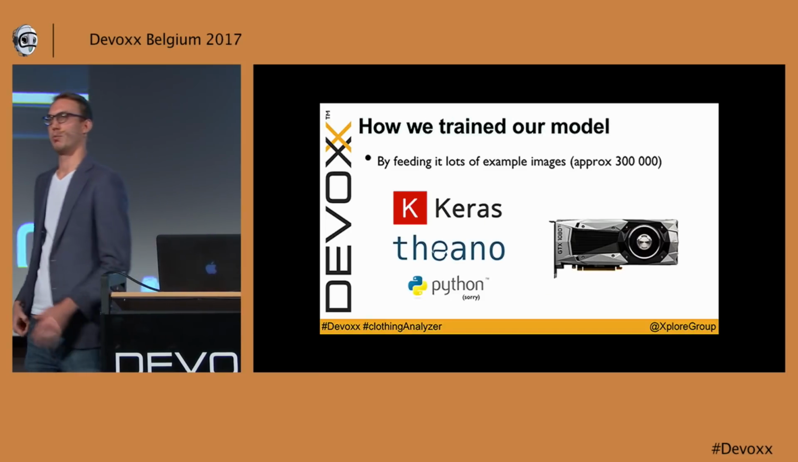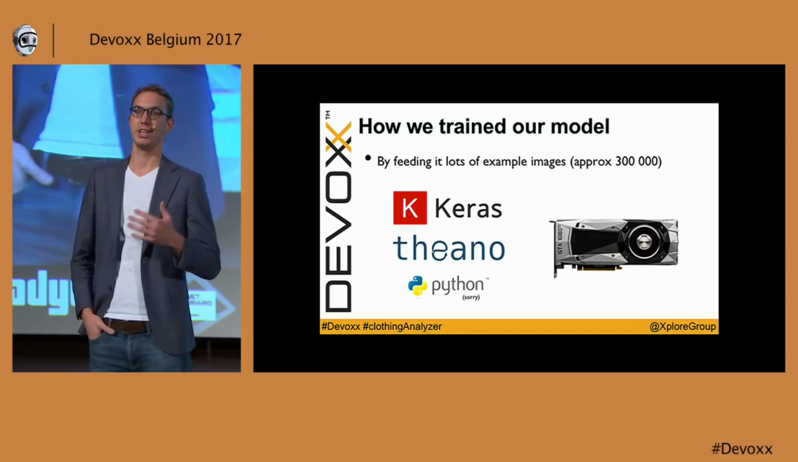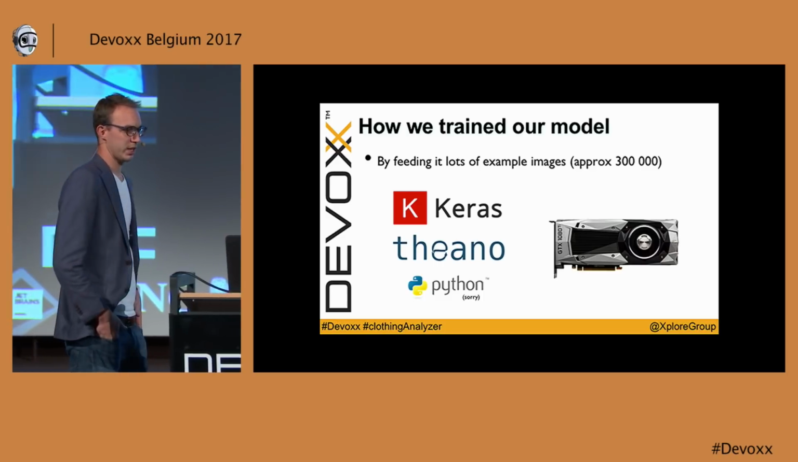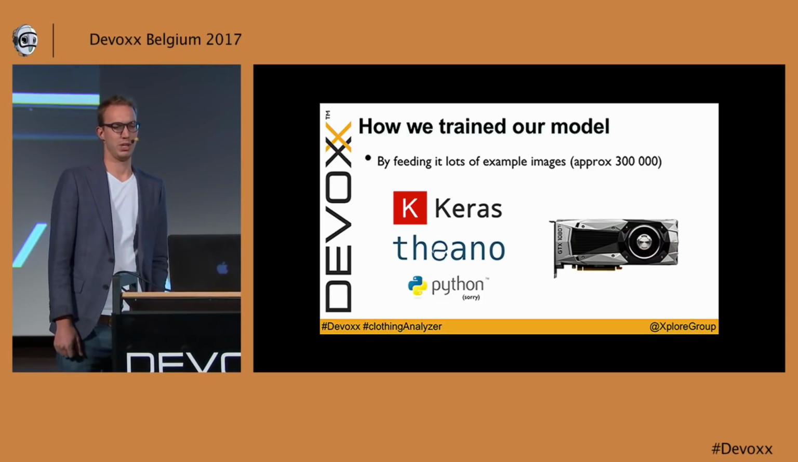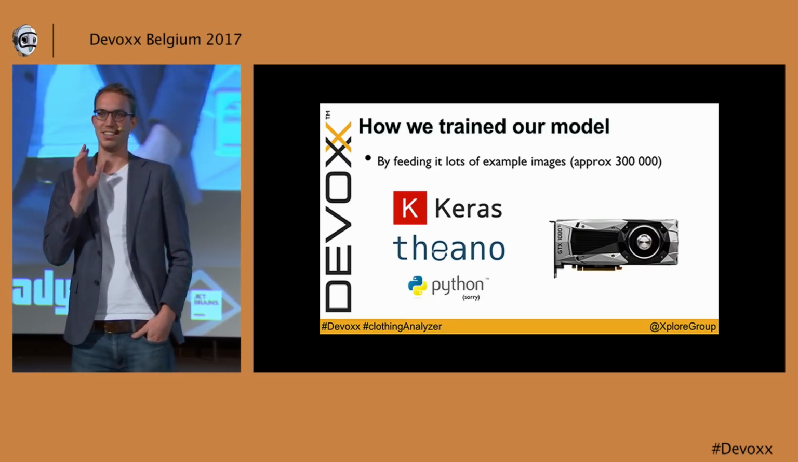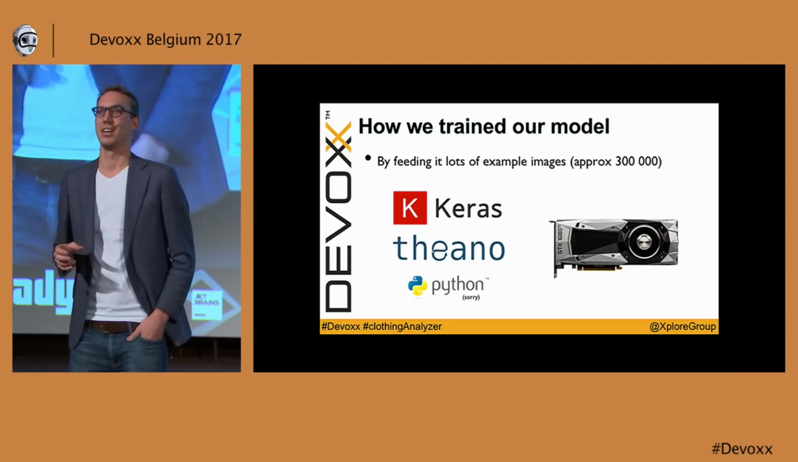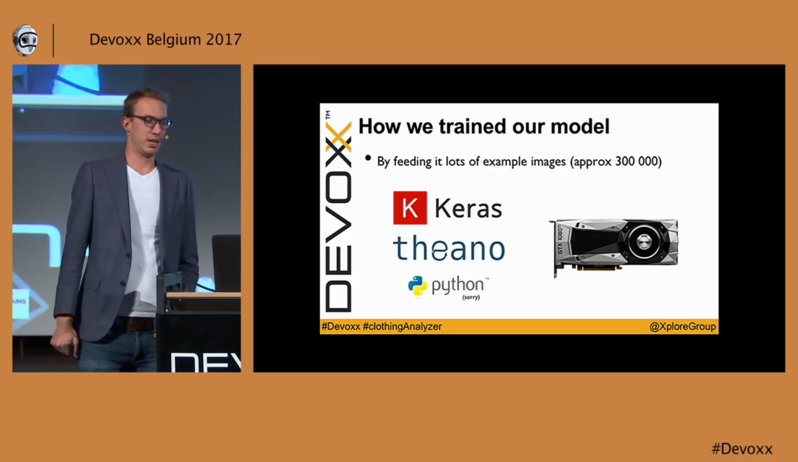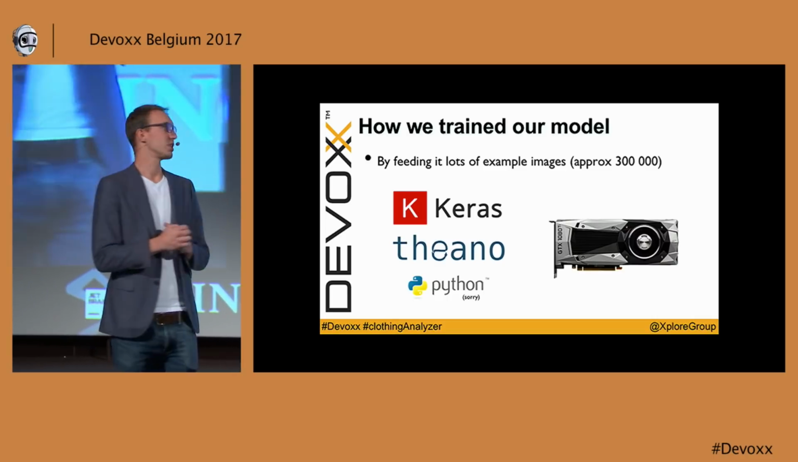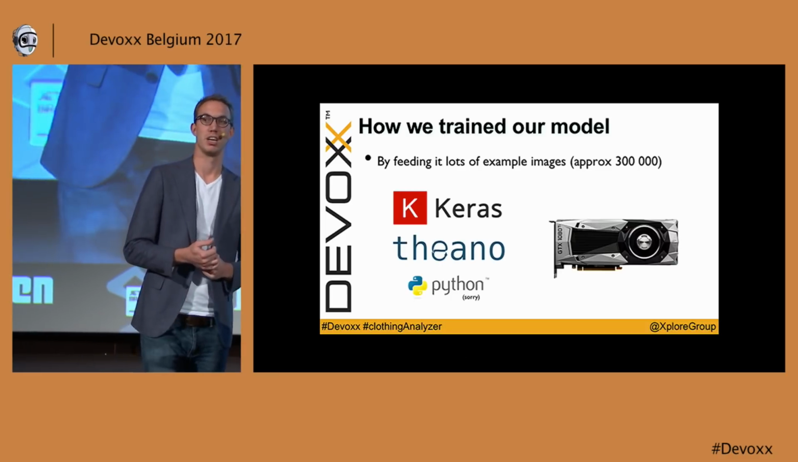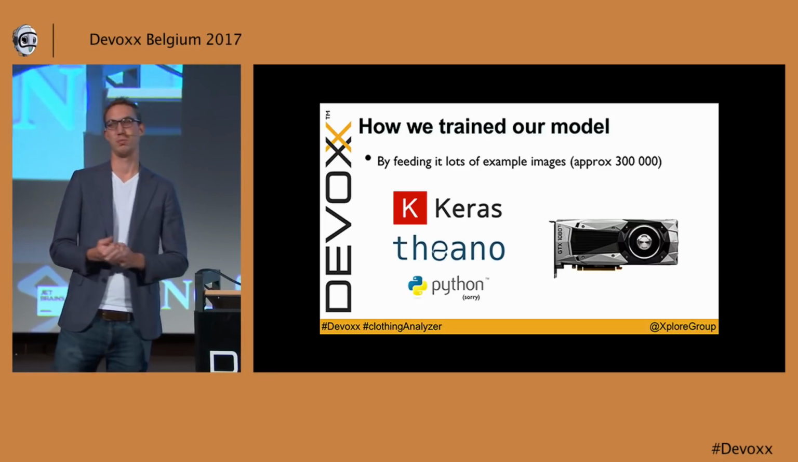So how did we train our model? Well, by feeding it lots and lots and lots of images. We actually used approximately 300,000 images of labeled data saying, okay, this is this type of clothing, it has this kind of pattern, it is this kind of color. And we used a stack of Keras for the modeling with a Theano backend. And sorry to say, but that's all Python-based.